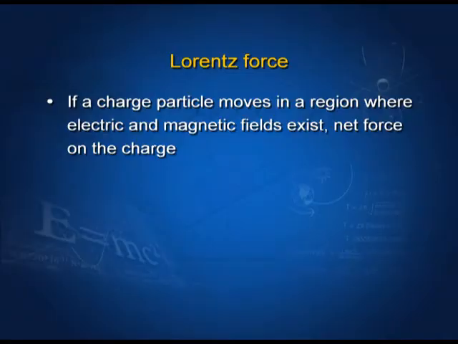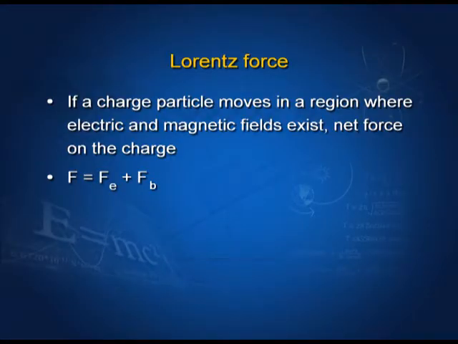Lorentz force. As we know, if the charged particle is moving in the magnetic field, then it experiences only the magnetic force, which is equal to q into v cross B. Whereas, if the charged particle is passing through an electric field, then it experiences the electric force F equals Q into E, where E is the electric field. If we have a situation in which the electric field and the magnetic field simultaneously exist in the same region and the charged particle passes through that region, then it will experience the force F equal to the electric force plus the magnetic force.